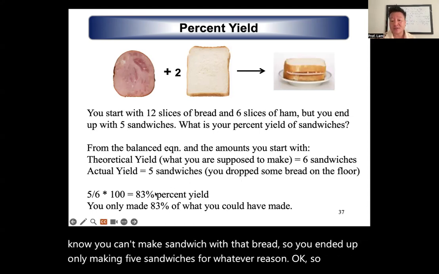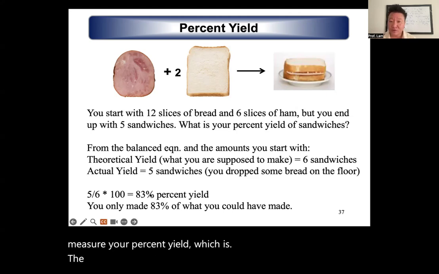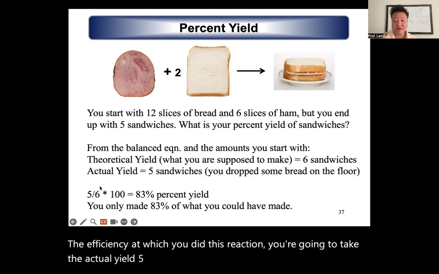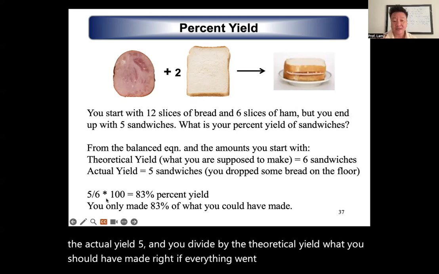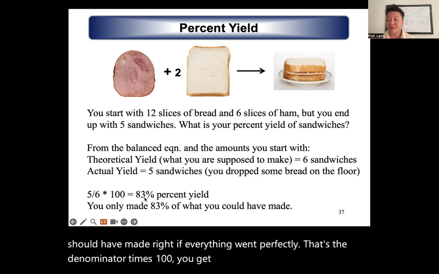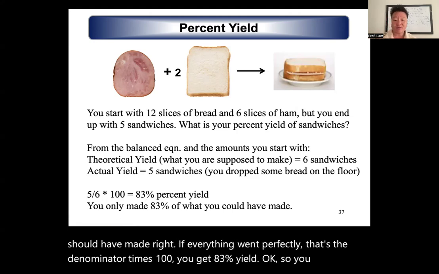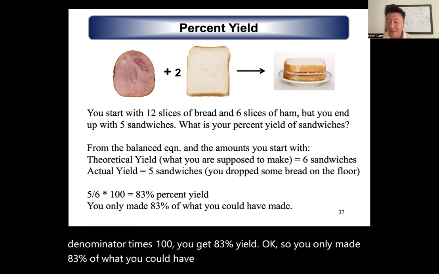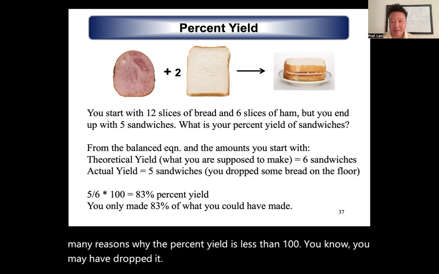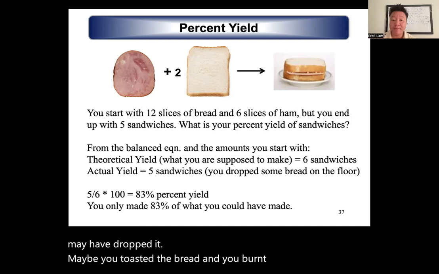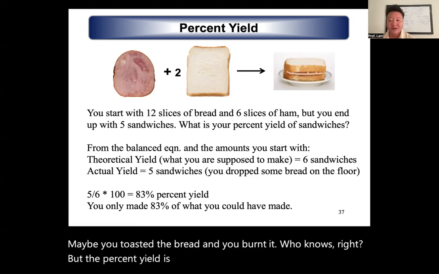So now to measure your percent yield, which is the efficiency at which you did this reaction, you take the actual yield, 5, and you divide by the theoretical yield, what you should have made if everything went perfectly. That's the denominator, times 100, and you get 83% yield, okay? So you only made 83% of what you could have made, right? And of course, there are many reasons why the percent yield is less than 100. You may have dropped it. Maybe you toasted the bread and you burnt it. Who knows, right? But the percent yield is measuring that efficiency.